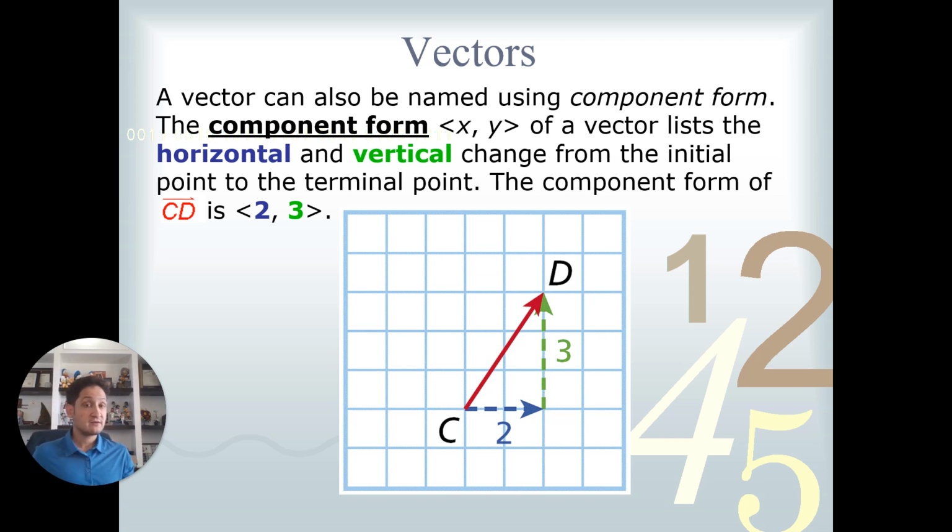If we were doing vector DC going that way, we're going both in the negative x direction and the negative y direction. So my component form would have been -2, -3. Direction matters.